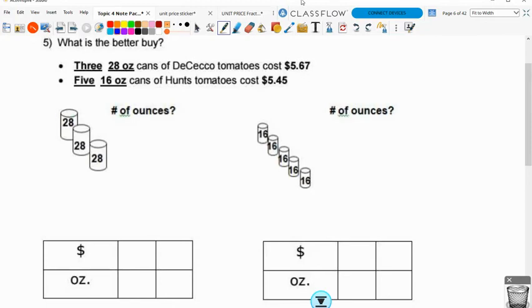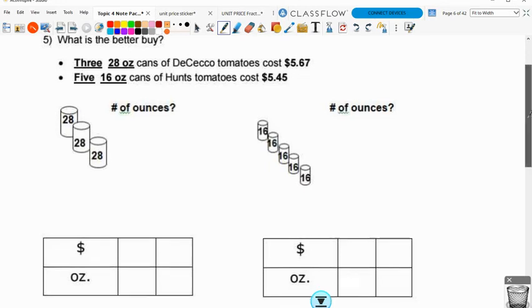In our 5th example, we're going to see what happens when we buy multiple of an item. I'm trying to figure out which is the better buy. Is it better if I buy 3 28-ounce cans of DeCecco tomatoes for a total cost of $5.67? Or is it better to buy 5 16-ounce cans of Hunt's tomatoes for a total of $5.45? All right, I need to figure out which of these is going to be my better buy.